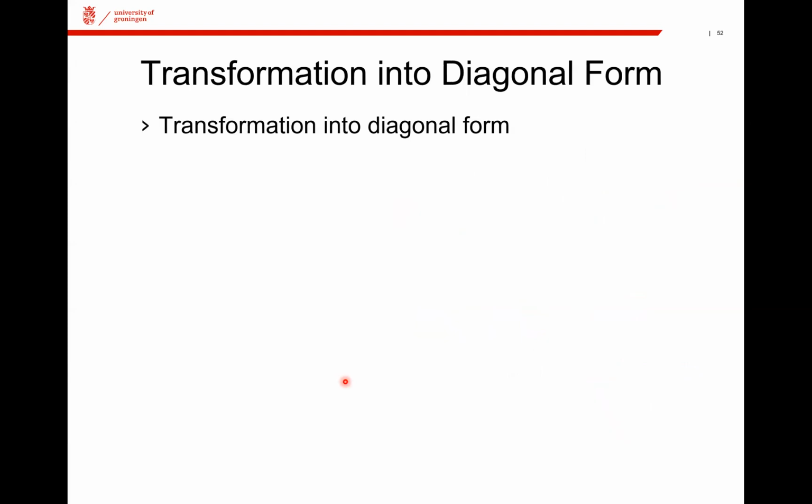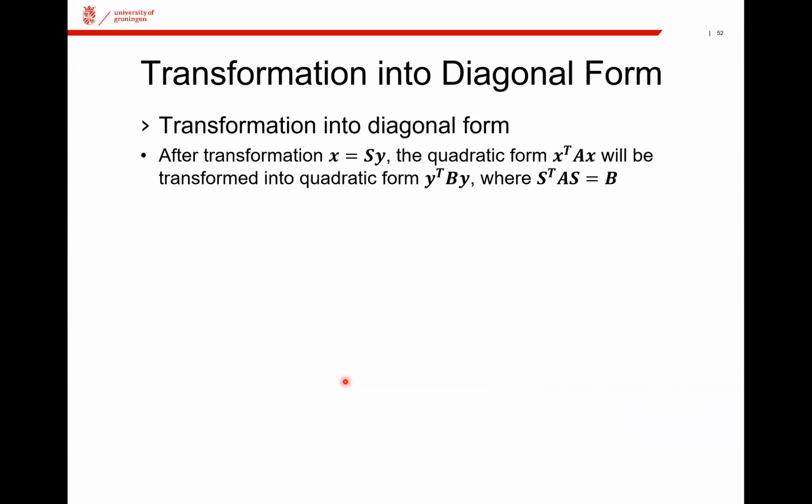Then the transformation into diagonal form. After this transformation, X here is a vector, Y is a vector, and S is the matrix. The quadratic form will be transformed into a quadratic form in Y. And here the transpose matrix of S times A times S equals B. So basically we are just plugging this into this.